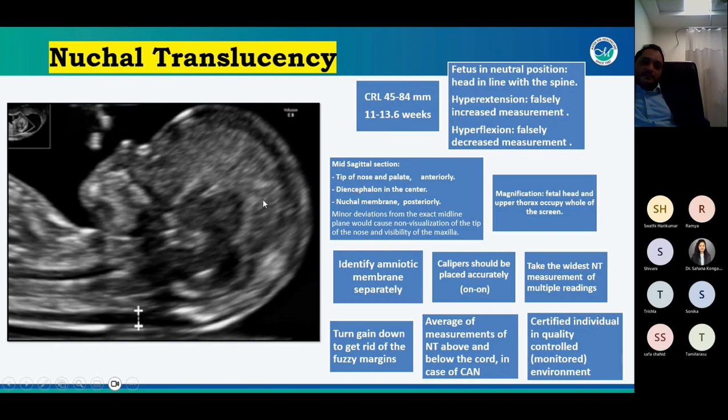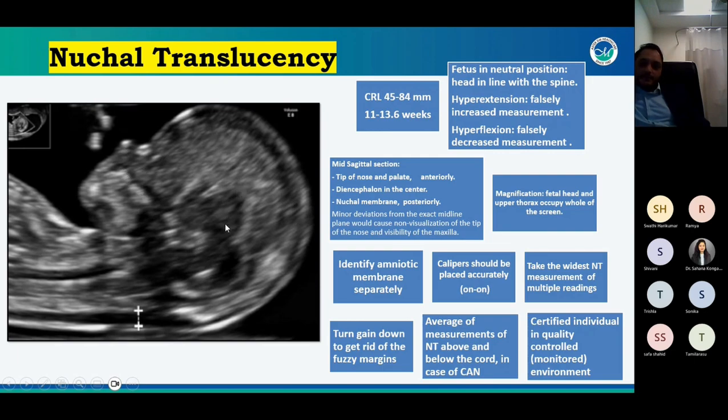So the next thing which we should keep in mind, when the baby is in neutral position, is to try to acquire a mid-sagittal section. The mid-sagittal section is defined by the tip of nose and the palate anteriorly. This is the echogenic thing which you are seeing here. This is the tip of nose, and this echogenic bar-like thing, this is the palate. This should be seen anteriorly.